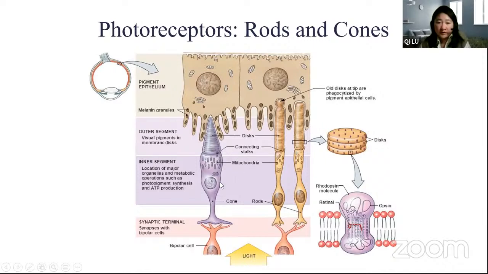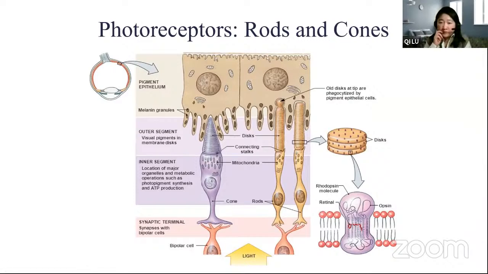Then the inner part, the inner segment, is where the cell nucleus is located, along with a lot of mitochondria that provide the energy needed for phototransduction. And the synapse terminal forms the synaptic connection to bipolar cells, then sends the signal downstream to the bipolar cells.